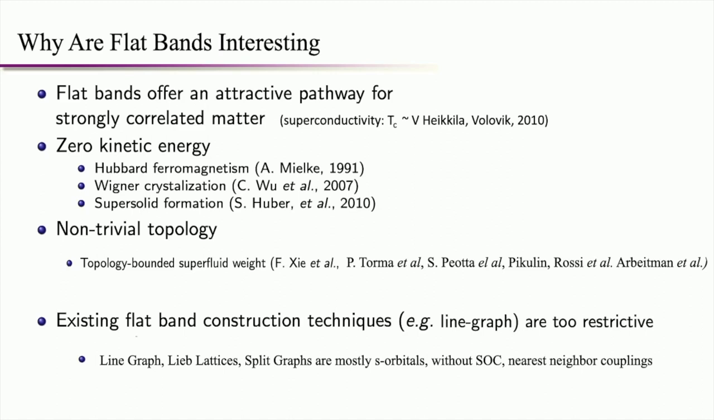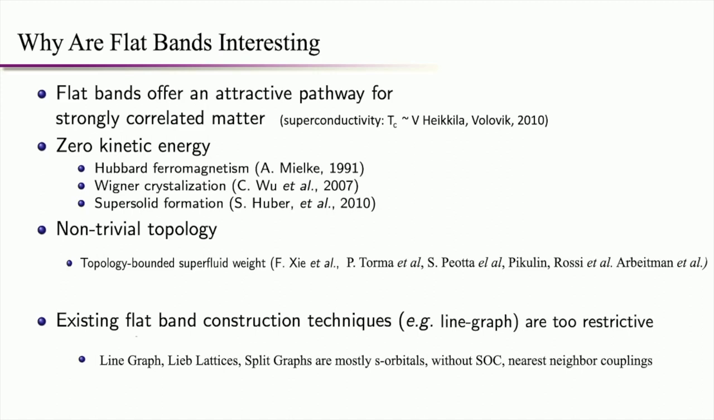Now, the role of topology in flat bands was started by the seminal paper of Päivi Törmä and other people, where they showed that in a band with non-zero Chern number, if you induce superconductivity, the superfluid weight is bounded by the quantum metric. That turns out to not be 100% true. It's bounded by the minimal quantum metric, which was revisited this year. But if you've got topology, the minimal quantum metric is itself bounded by the Chern number.